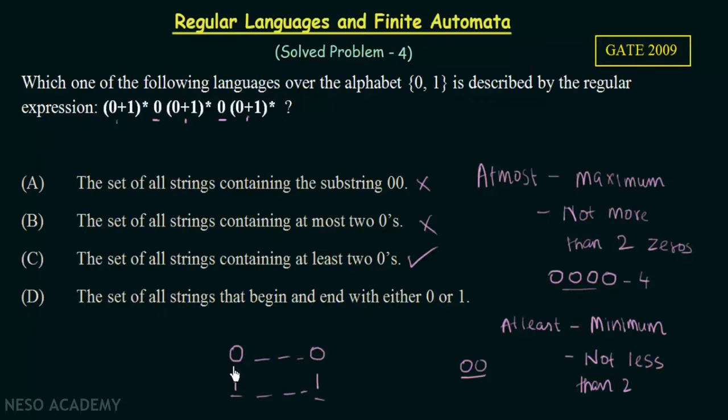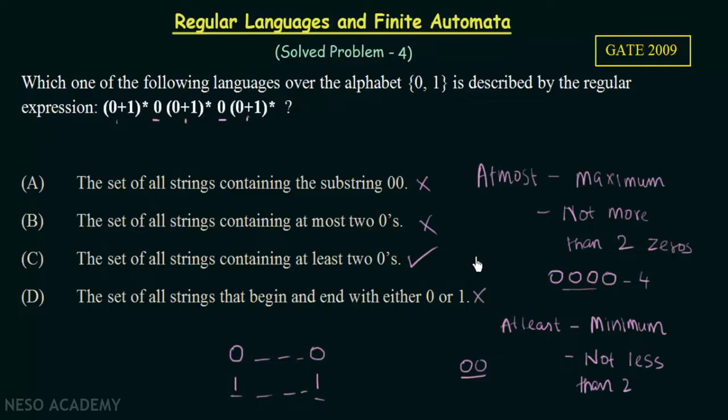So it can begin with 0 and end with 0. It can begin with 1 and end with 1, but not in all cases. It can also begin with 0 and end with 1, and also it can begin with 1 and end with 0. So the set of all strings that begin and end with either 0 or 1 is false. So this is also the wrong description. So we say that option number C is the right description for this regular expression, the set of all strings containing at least 2 zeros. So this is how you can analyze the regular expression and find out the correct description for it.